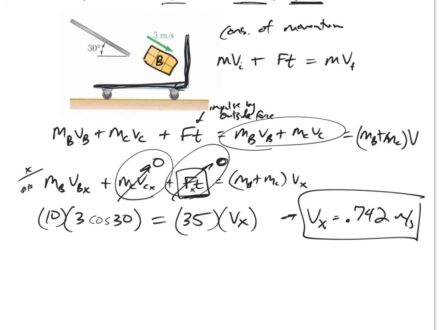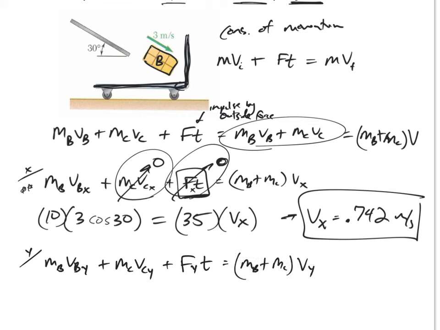If I look at y, I can get the answer to the second part of the problem, which is what is the impulse exerted on the cart by the ground. So the mass of B times the velocity of B in the y, plus the mass of C times the velocity of C in the y, all of this initial, plus the force in the y times time, the impulse in the y, would be equal to, since they're moving together, the combined mass times the velocity in the y. The velocity in the y is 0, right? They are both moving together to the right, in the x direction. So that velocity would be 0.